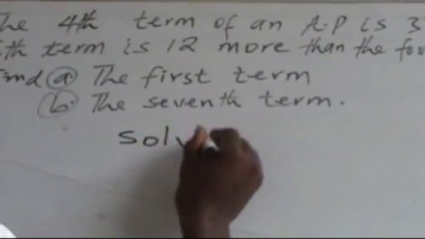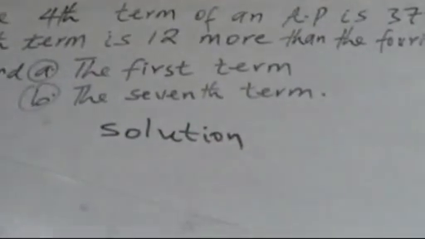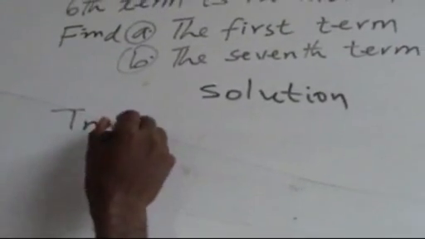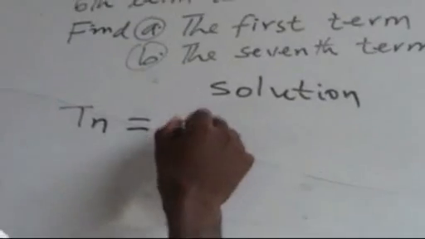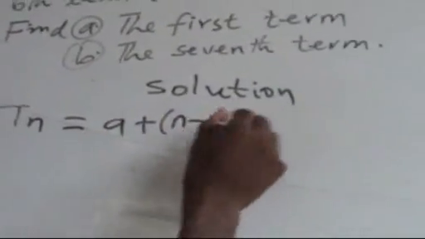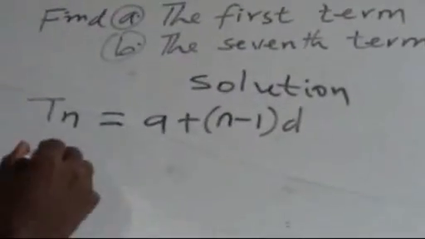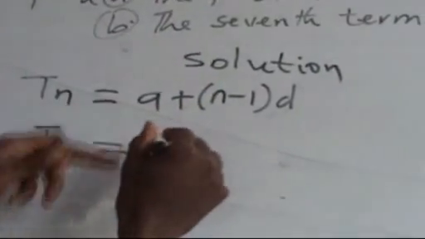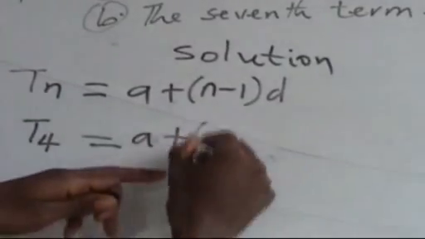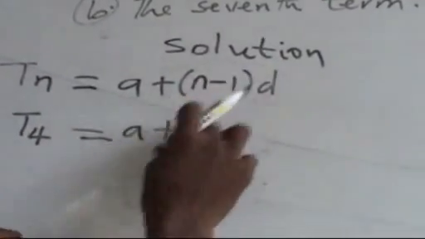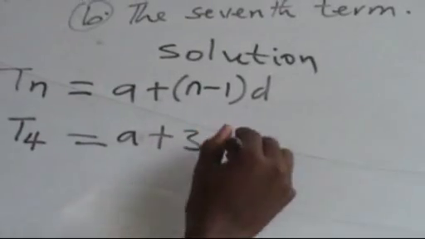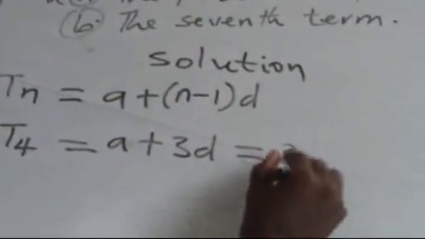Solution. Now the question says that the fourth term, remember the formula of nth term of an AP, which is Tn equal to A plus n minus 1 multiplied by d. So the fourth term, T4, they say is 37, is equal to A plus, n here is 4, so 4 minus 1, we have 3d. And that is equal to 37.